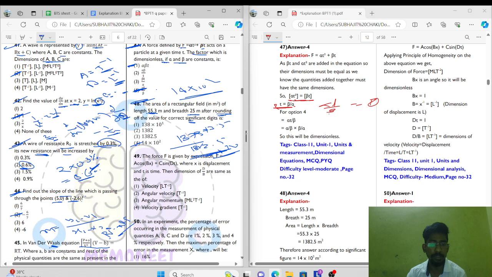Calculate dimension of d by b. Same of bx. I already told you cos bx, that means bx is nothing but our angle. So angle has no dimension, that means dimension of b will be same equal to dimension of l minus x minus 1, that is equals to l minus 1. Dimension of d is equals to dimension of t minus 1, that means d by b will be equals to t minus 1 by l minus 1, that is equal to lt minus 1, that is dimension of velocity.